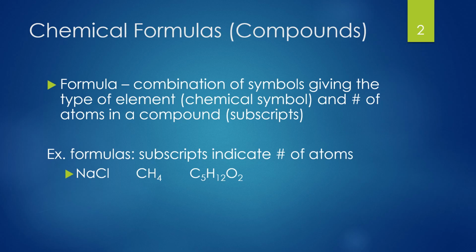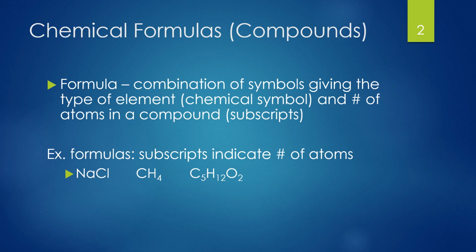We're first going to start with chemical formulas. Chemical formulas are often referred to as compounds. So what is a chemical formula? It's a combination of symbols that give not only the type of element that is in there, but also the number of atoms of that element in a compound. And that is represented with subscripts. So here are some examples below.